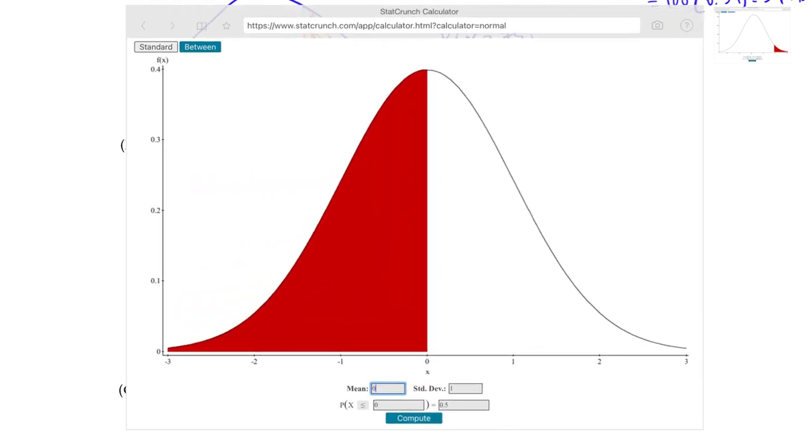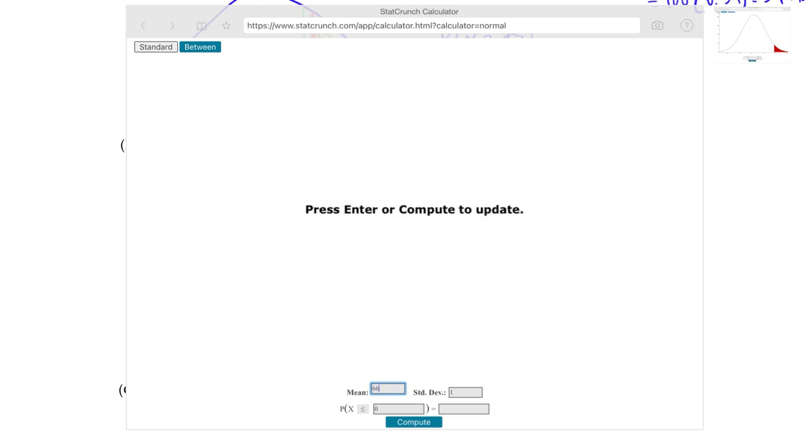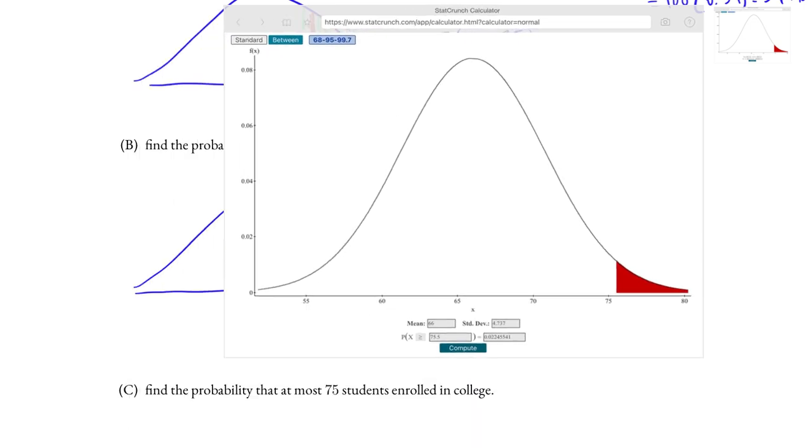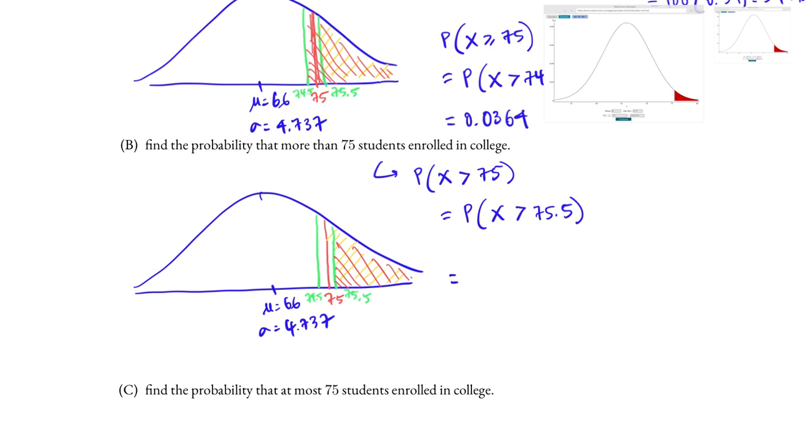The mean is 66 and the standard deviation is 4.737. We still choose the greater than or equals inequality, but this time we would input 75.5. Hit compute. The answer is 0.0225. And so again, the probability that more than 75 students enrolled in college is 0.0225. It is a little bit less than what we had earlier.